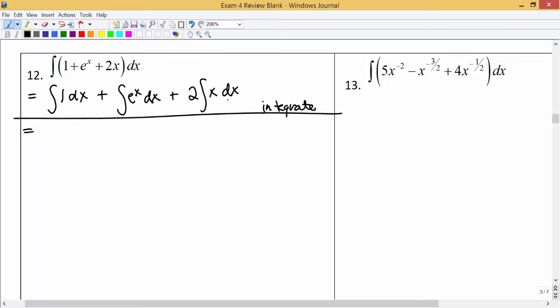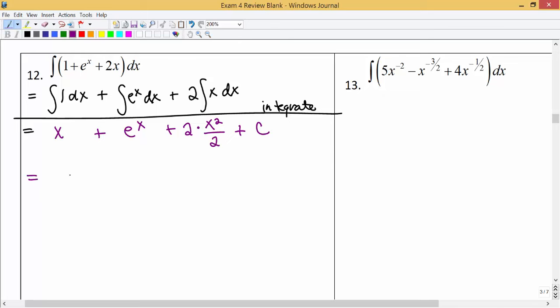Okay, so now we're actually going to perform the integration. When we integrate a constant, then we just multiply that constant by x, so 1 times x would just be x. When we integrate e to the x, we just get e to the x. And then here we're going to bring the constant down. We're going to add 1 to the power and divide by the new power. So that would be x squared divided by 2. And then we're going to add our constant of integration.